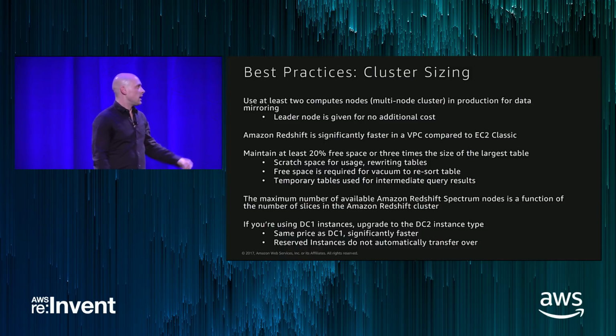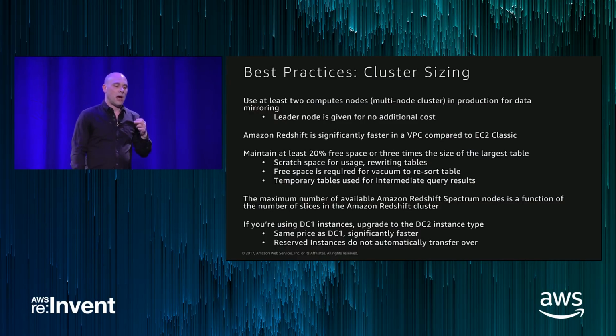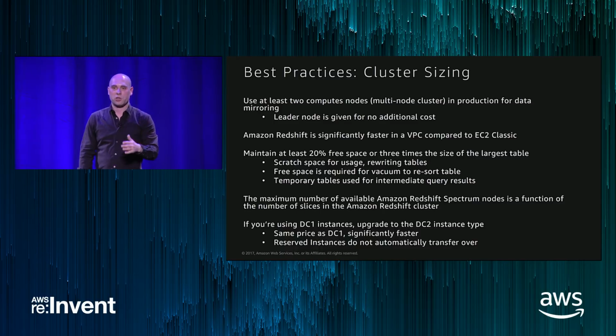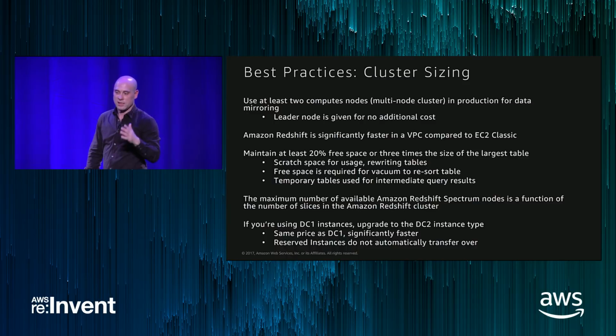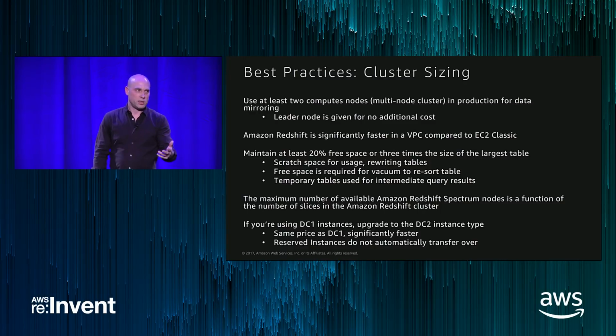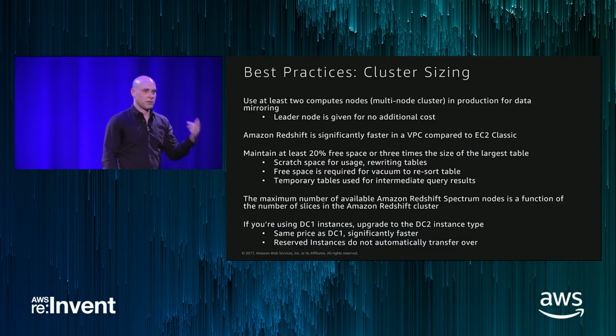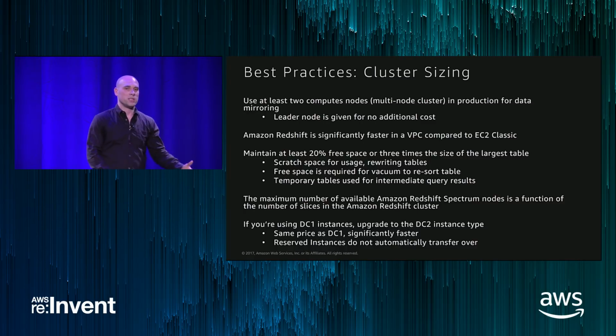The next piece is the DC1 to DC2. Like I said, we just recently released DC2. Most customers, especially if you're running on the 8XL, are seeing around a 2x performance increase. It's the same price as the DC1. So if you're not on RIs, you can move over very easily. You just do a simple resize. It's a few clicks in the console, move from DC1 to DC2, get the performance boost.